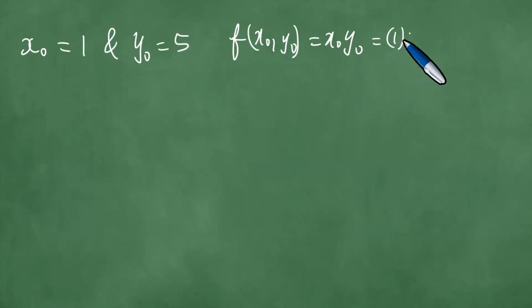How did you get y0 is equal to 5? Isn't it y1?